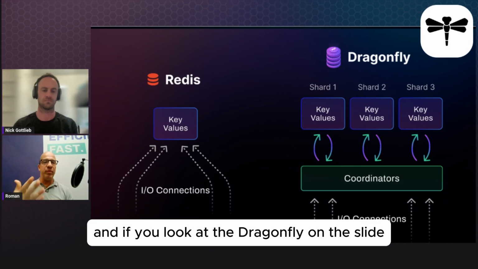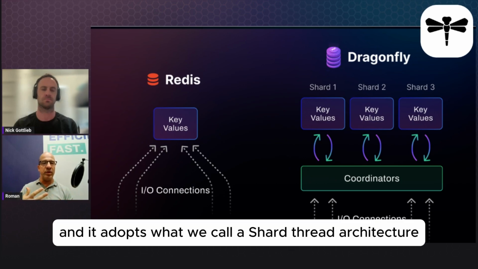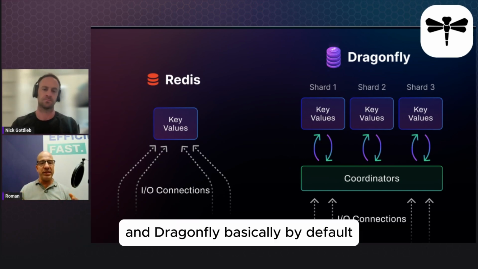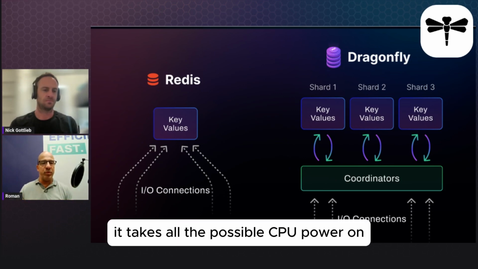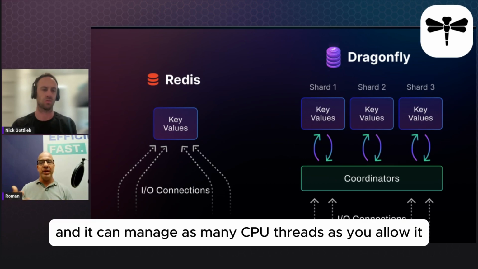And if you look at Dragonfly on this slide, you can see, first of all, it's multi-threaded, and it adopts what we call a shard-per-thread architecture. You can see those shard threads on the diagram. And Dragonfly, by default, takes all the possible CPU power on your instance. You can, of course, control it, and it can manage as many CPU threads as you allow it.